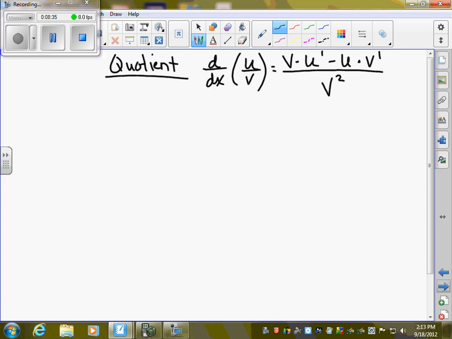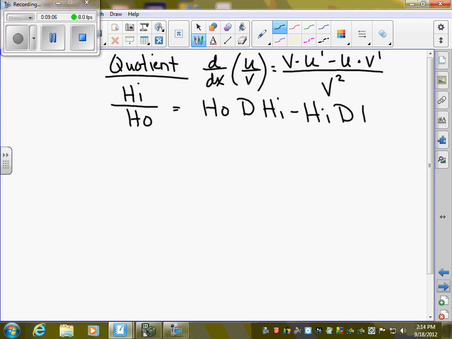Now, to be honest with you, that is not the way I memorized that. I actually have a little mnemonic device I use to help me remember the quotient rule. What we're going to do is we're going to call the top high, and the bottom, normally we call it low, but just because it goes a little easier, we're going to call it ho. So we're going to call it high and ho. Then here's how you're going to remember quotient rule. It goes ho, d high, minus high, d ho, over ho ho.